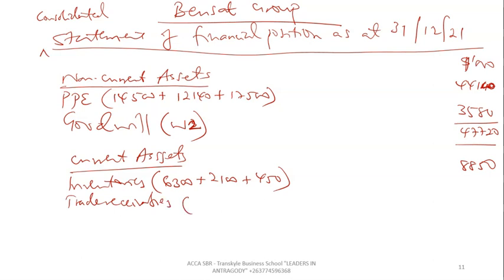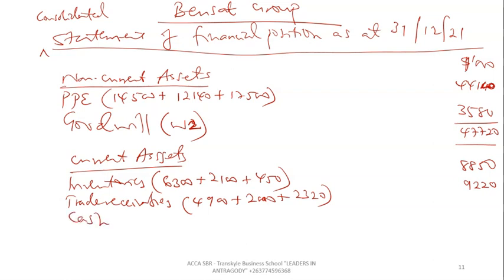We do the same things, just line by line. 4,900 plus 2,000 plus 2,320. And we must get our 9,220.